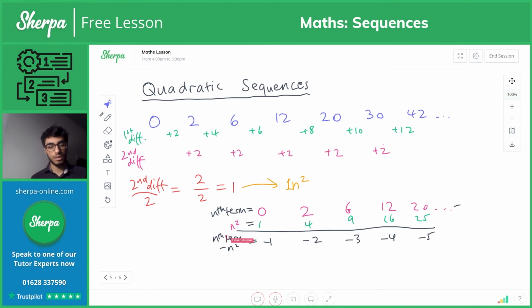So then we can say the nth term minus n squared equals minus n, because that's minus n on the right hand side. If we rearrange to get the nth term, we add n squared to both sides, so the nth term is n squared minus n. That's a little bit more complicated. Why is it a bit more complicated? We've got this squared term, and that's what makes it a quadratic sequence.